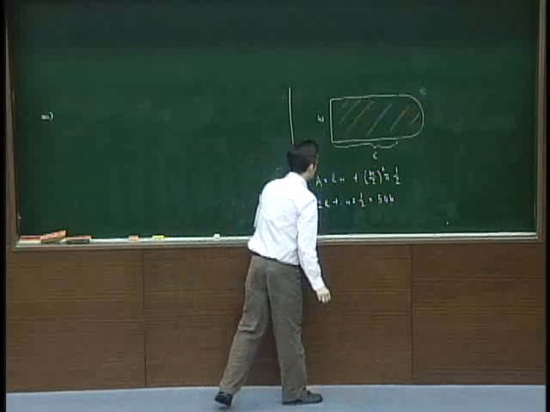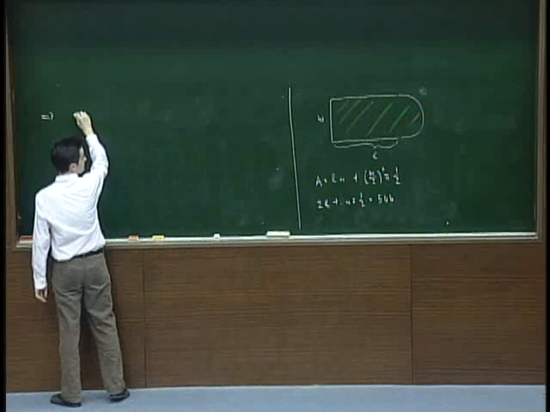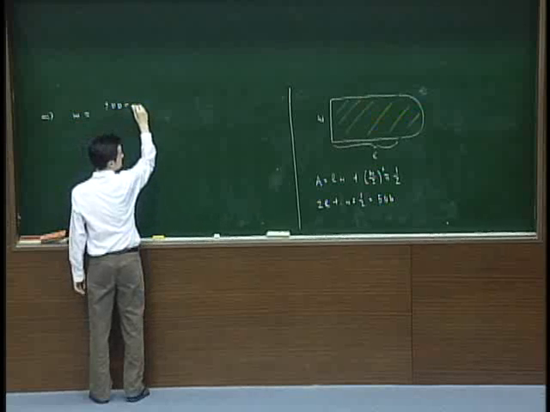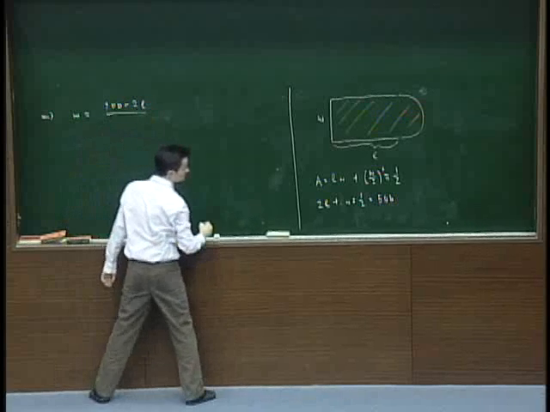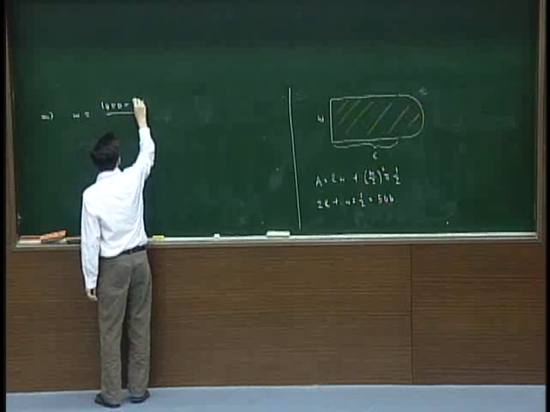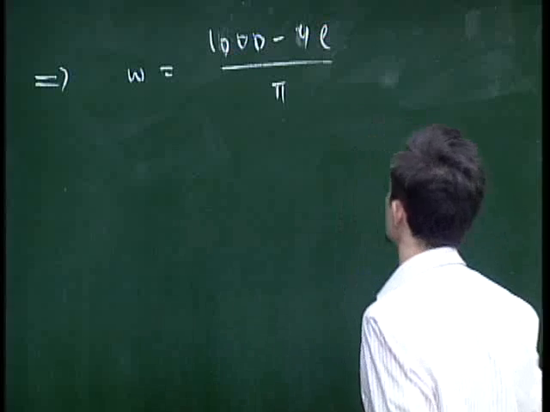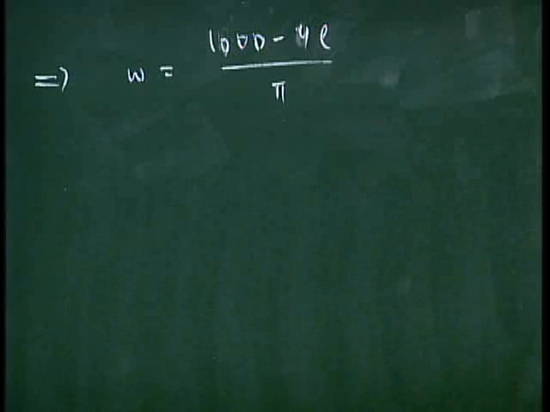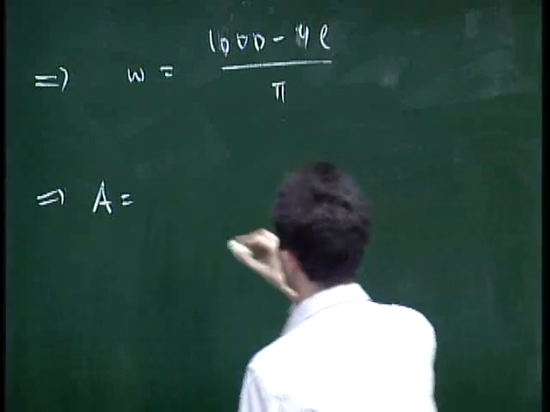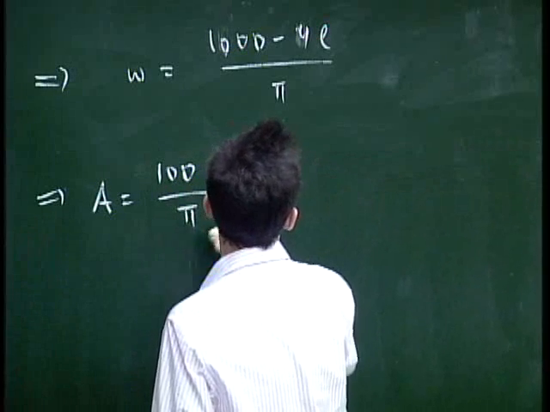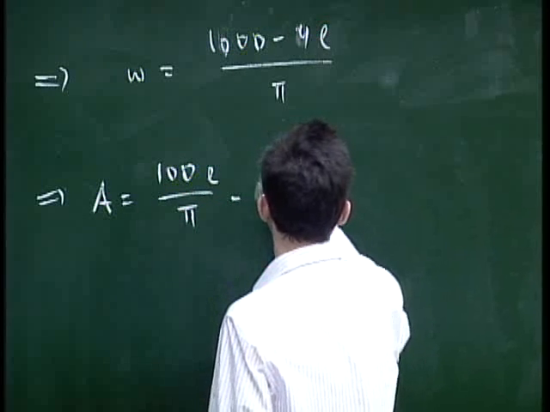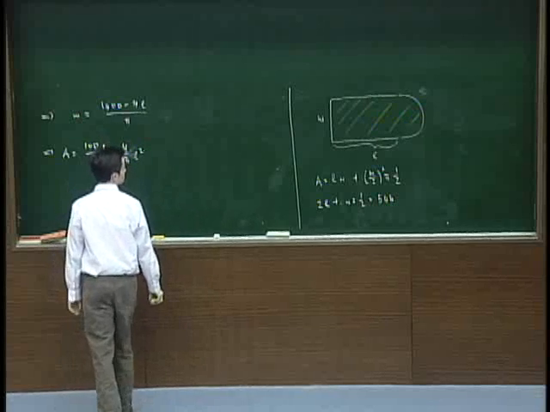You can solve this here for L. Then what you get is W is equal to 500 minus 2L over pi half, so you have here 1000 minus 4L over pi. Now you plug this in here. Okay, so you have A is equal to 1000 L over pi minus 4L square minus 4 over pi L square.